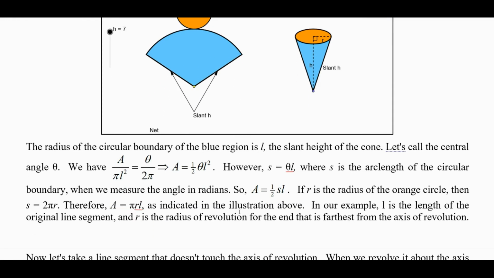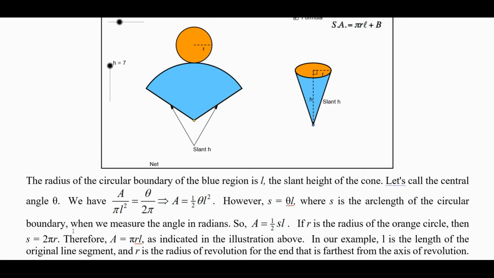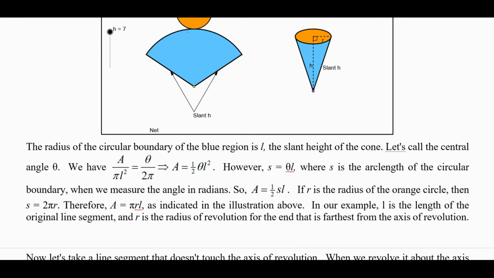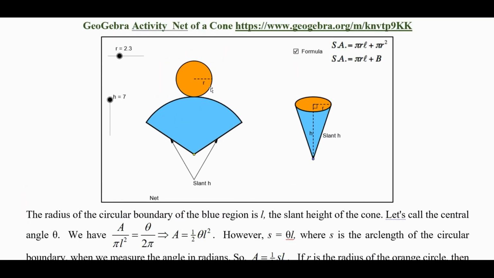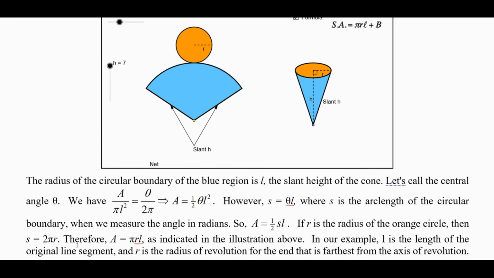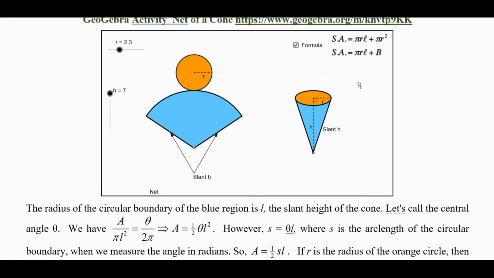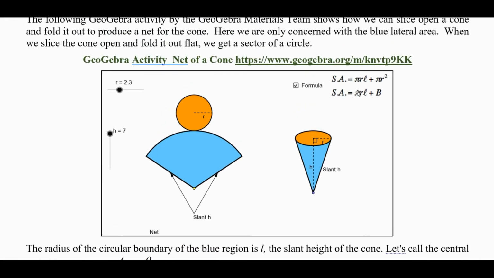Okay. So R is the radius of the orange circle, then S is 2 pi times R. So this arc length here is the circumference of this circle, which is 2 pi R. So I can substitute that in. So 2 pi R goes in place of S. The half and the 2 cancel, so you get pi RL is the area of the blue area, and that's what they've got here. They're saying that the surface area is pi RL plus that area of the base, which is pi R squared. Okay, but we're only interested in the blue part, so it's pi RL.